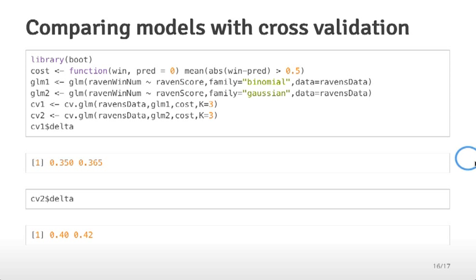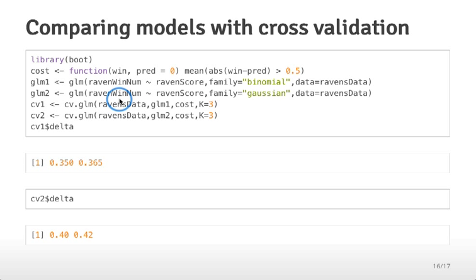So here I'm going to give you an example of how you can use cross-validation to compare two different models. The two different models I'm going to be fitting are first the logistic regression model, where I fit a GLM relating the Ravens win 0 or 1 variable to the Ravens score, and I set family equals binomial. The other model that I'm using is also relating the Raven win to the Raven score, but here I say family equals Gaussian. This is equivalent to just fitting a linear model relating the Raven win to the Raven score, the same model you would fit if this was a quantitative outcome.